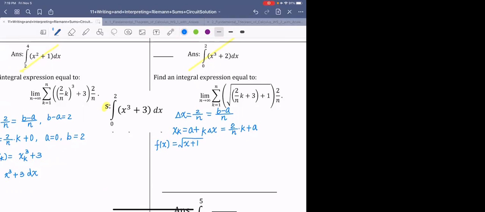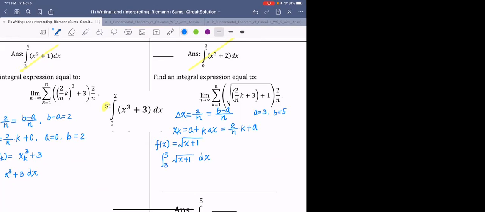So the integral is going to be from a is 3, right? So b equals 5. From 3 to 5, and then square root of x plus 1 times dx. Does this make sense now?